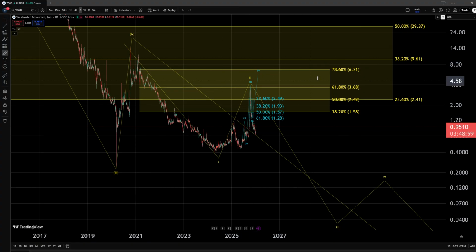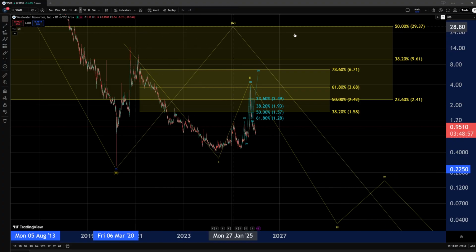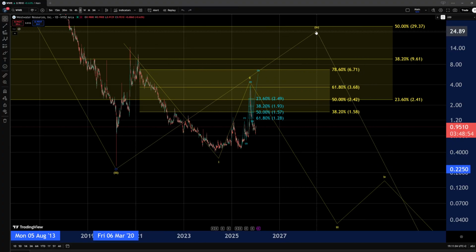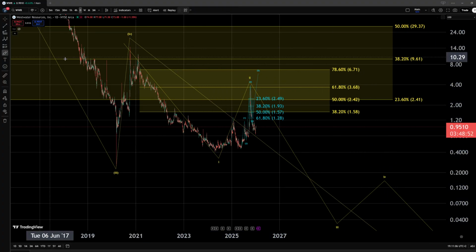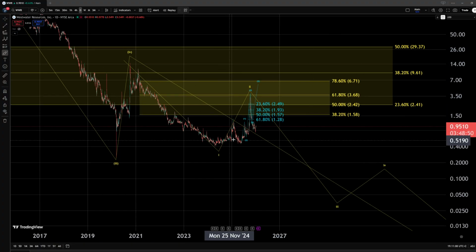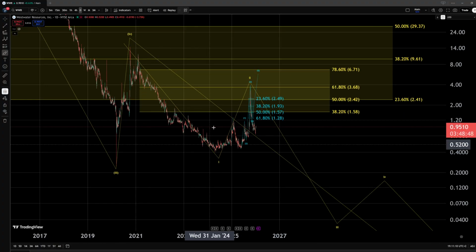would have been a signal that we may be able to at least get a reset within the large wave 4, not necessarily to form a more significant bottom that would allow us to start a larger uptrend, but certainly a reset would have been possible.